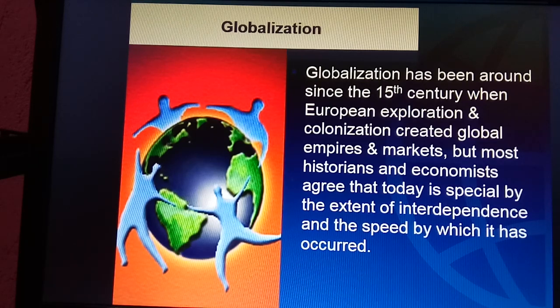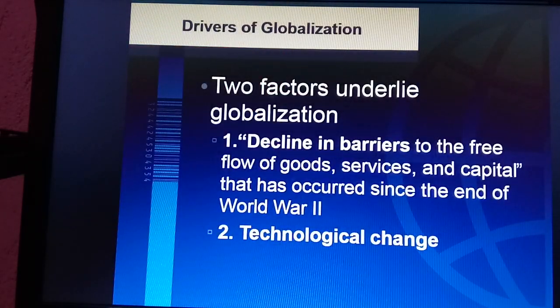Because some countries, as you have encountered, I'm sure, as you were reading, the core, semi-periphery, and periphery, are simply providers of raw materials and cheap labor for the core or the rich countries. Some of them are even just exploited. Now, the drivers of globalization.